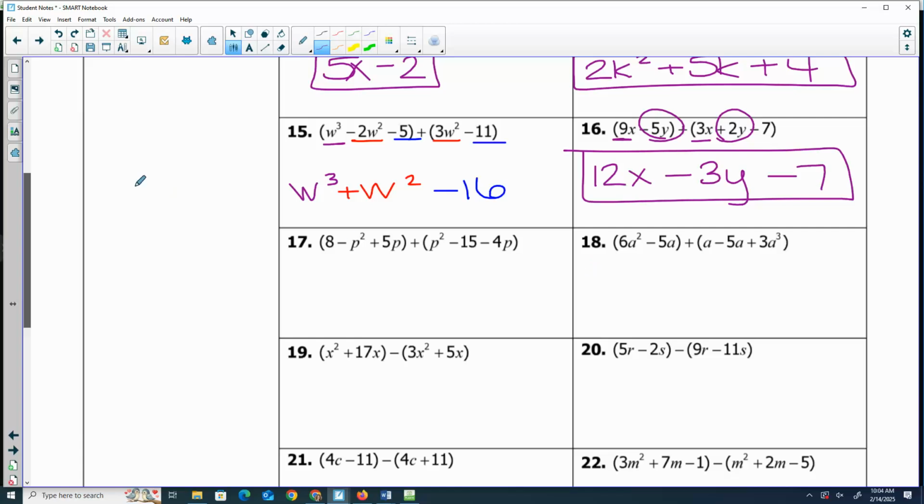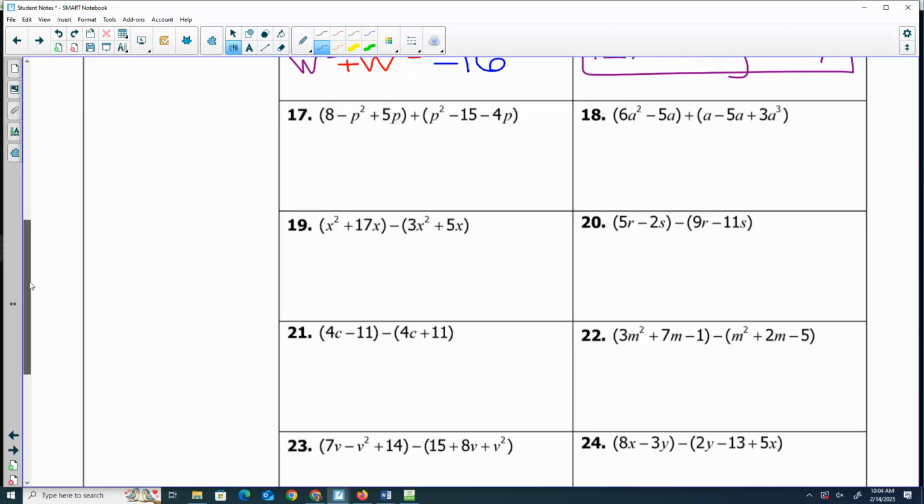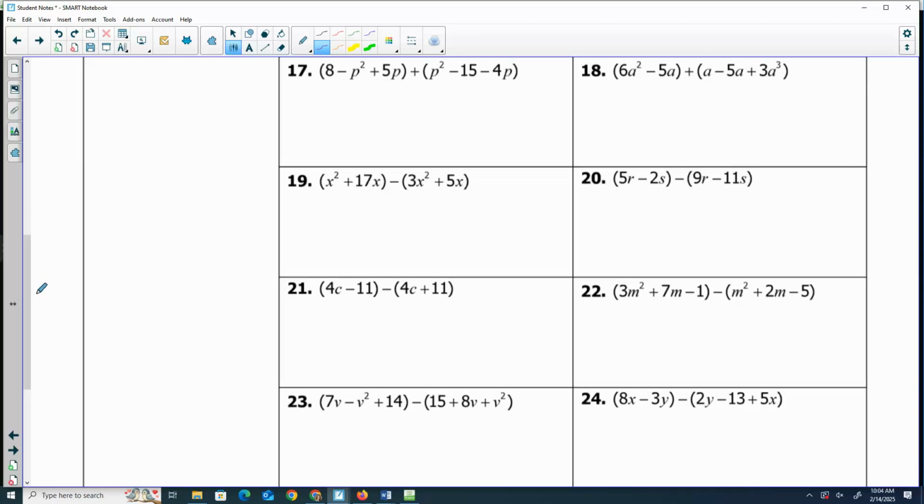Alright. Let's go down to problem 19. When I have a subtraction between my parentheses, what do we do with that?